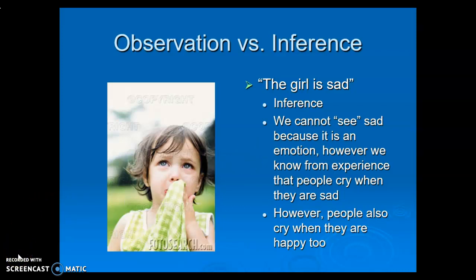So it's important that you know the difference between observation and inference. We're going to go ahead and stop this video here, and we're going to pick up with the steps of the scientific method in a minute.